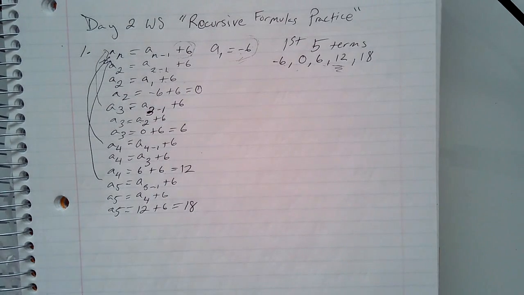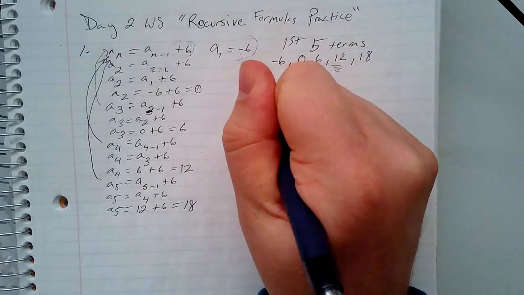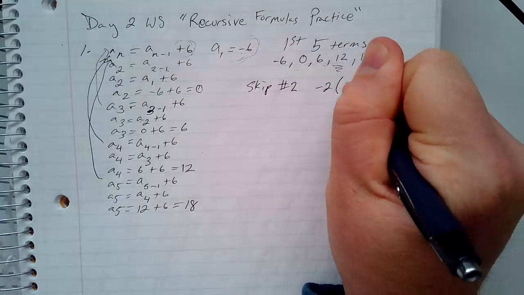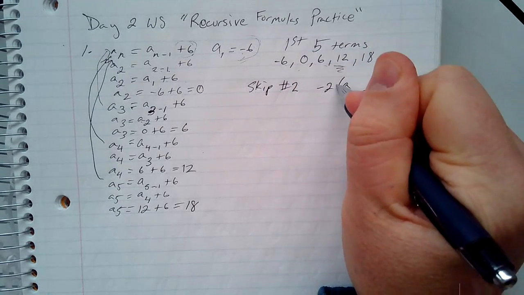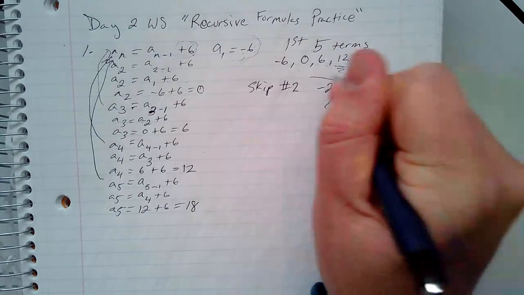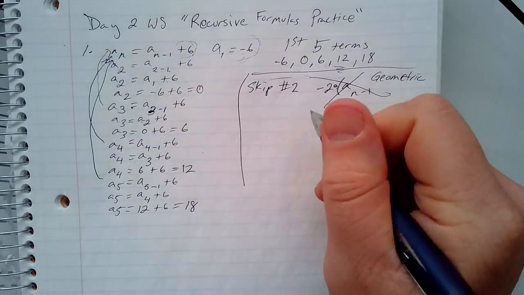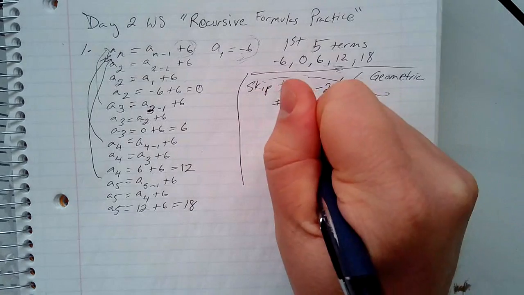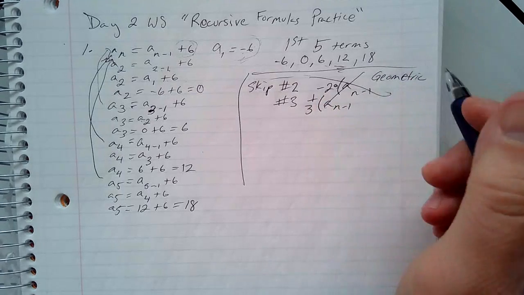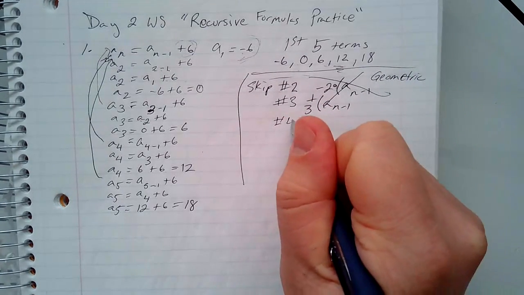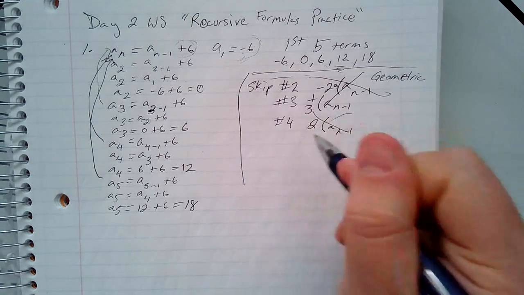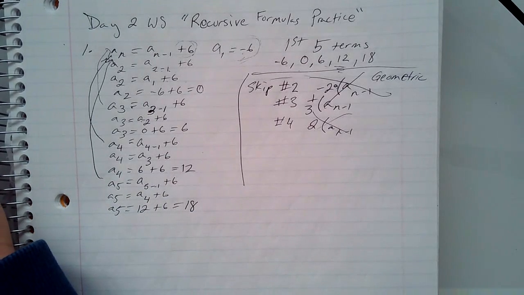All right. So let's skip number 2. Why are we skipping number 2? Because it says negative 2 times a sub n minus 1, that whole multiplication thing. Skip it. That is geometric. We're also going to skip 3. Why? Because it says 1/3 times a sub n minus 1. We're skipping it. That's geometric. Number 4, we're skipping because it says 2 times a sub n minus 1. We're skipping that one too. That's all geometric.